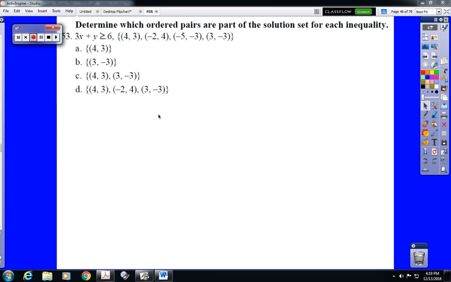Okay, here's page 11 of our final exam review. This will be my second attempt at this video as I had an issue yesterday. Alright, so determine which ordered pairs are part of the solution set for each inequality.